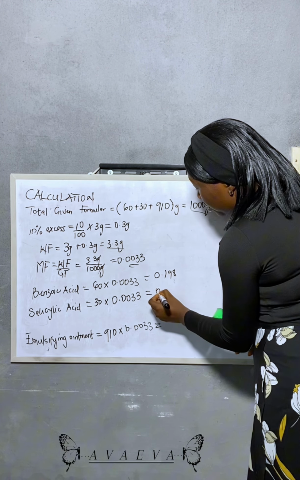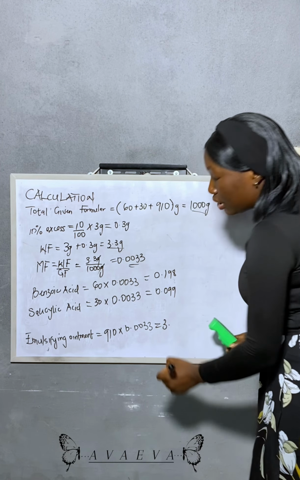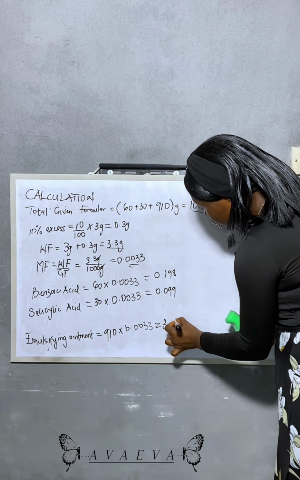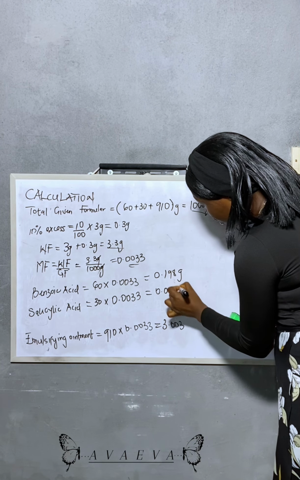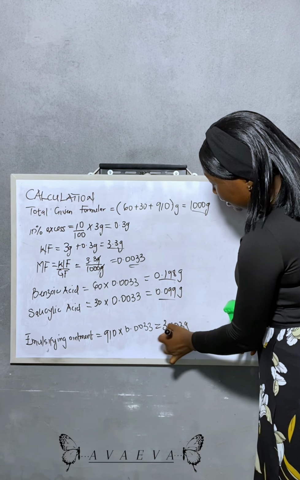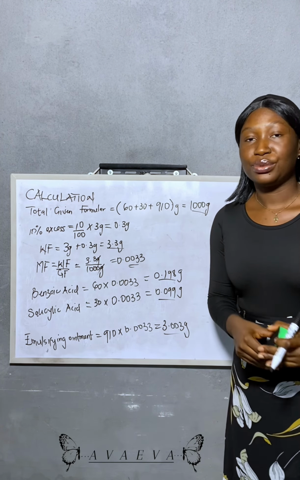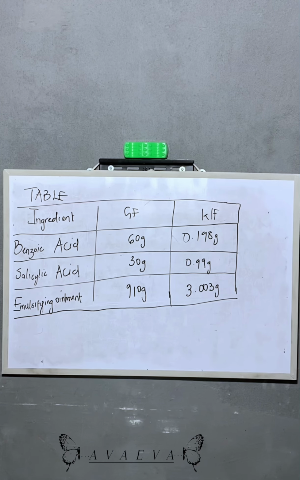So if you punch this in your calculator, you will have this to be 0.198, this will be 0.099, and lastly this should be 3.003. Don't forget your grams. Now, all these are essential, as these are the values you will go and input in your initial table. Now that you have obtained your working formula, you fill it in the table like this, after which you can go right ahead to do your methodology.